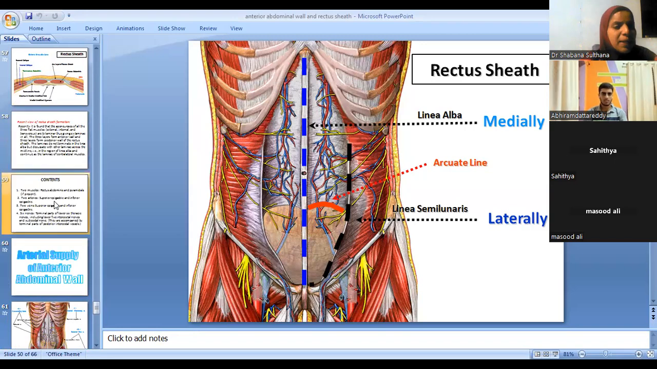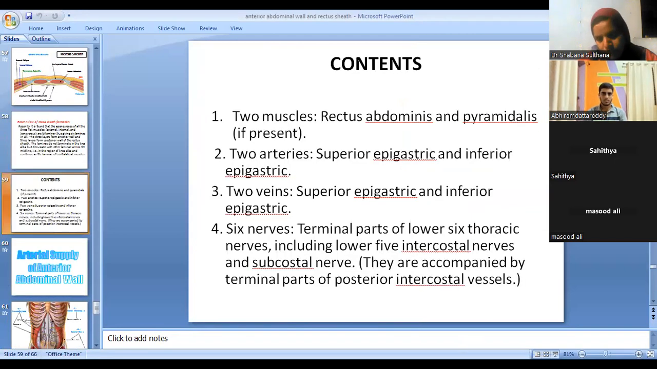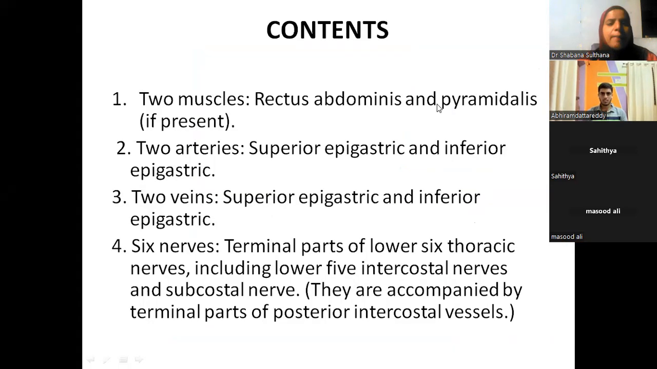What is present inside the rectus sheath? Tell me now, what are the contents? We have rectus abdominis, two rectus abdominis muscles, pyramidalis if present, superior epigastric artery, inferior epigastric artery. Obviously, corresponding to that, we have veins also.